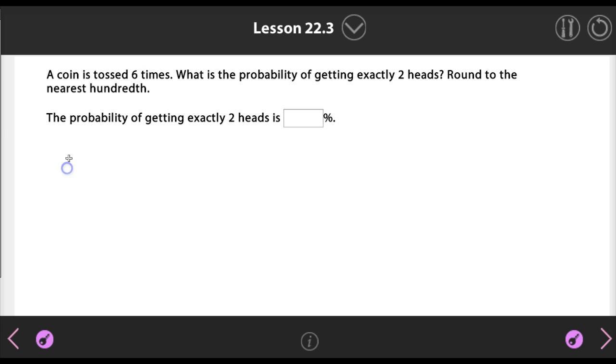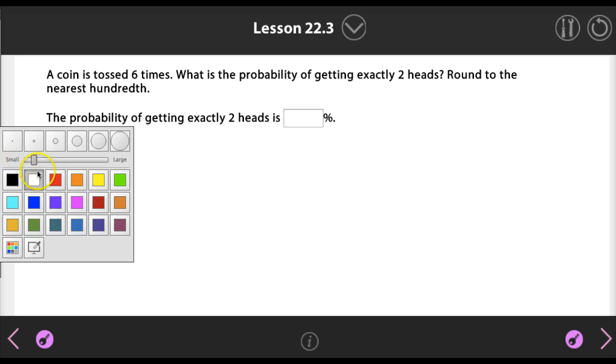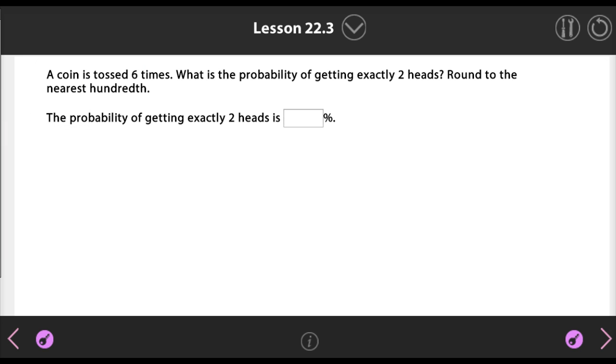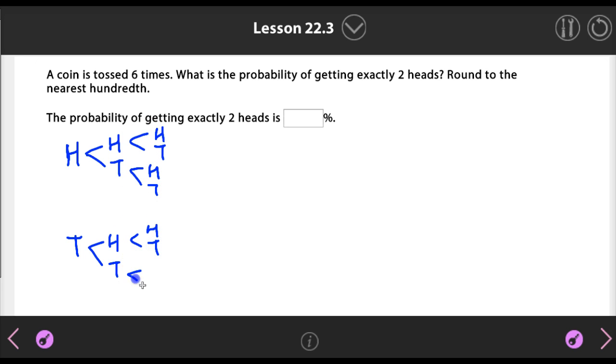The first time we toss a coin, we can get either a head or a tail, right? But then we're tossing it how many times? 6 times. So the next time we toss it, we could get a head or a tail, right? So that means the second time we can have either a head or a tail, right? But this tail could also have a head and a tail. Same thing, head tail, head tail.